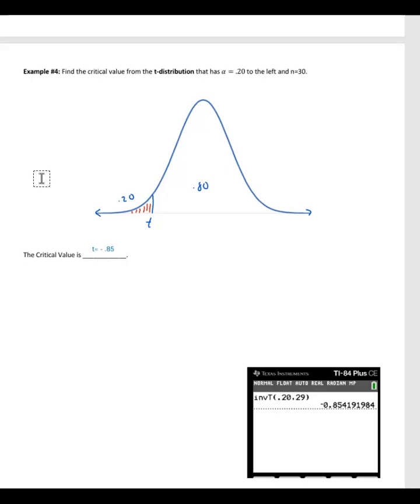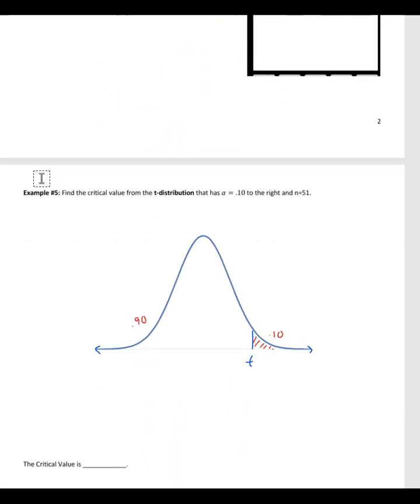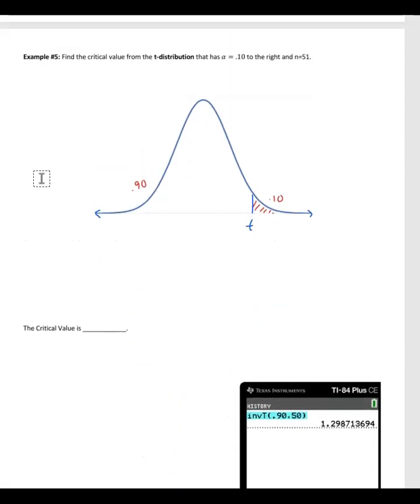Now, let me move to problem 5. On problem 5, the explanation of the settings is a little bit different. You're told that the area to the right of the distribution is 0.10, so that's this part here. And then the sample size is equal to 51. So that means degrees of freedom is going to be 50.